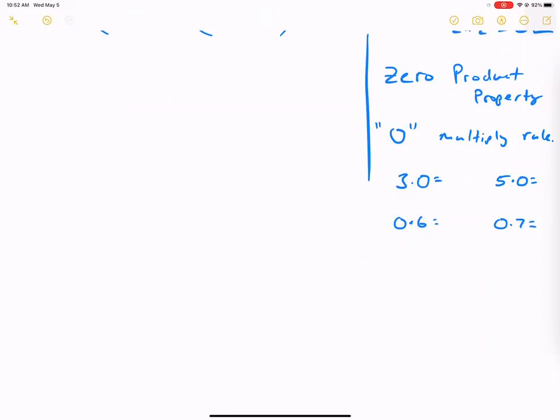What happens when I multiply by 0? Well, 3 times 0 is 0. Now, why is that? Why is a number times 0, 0? Well, let me give you another example.